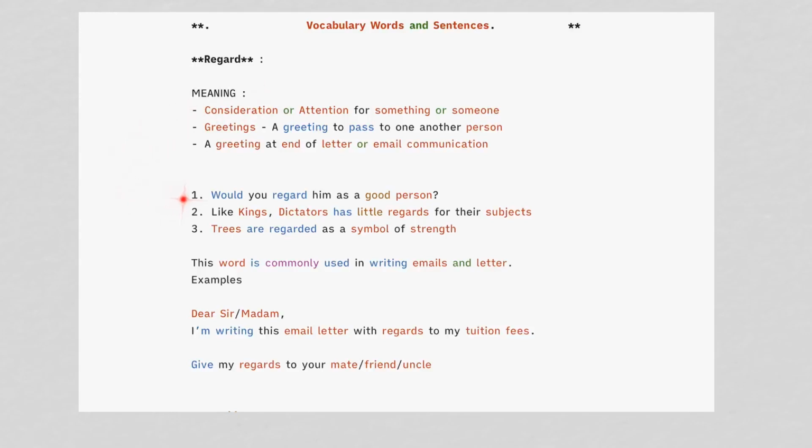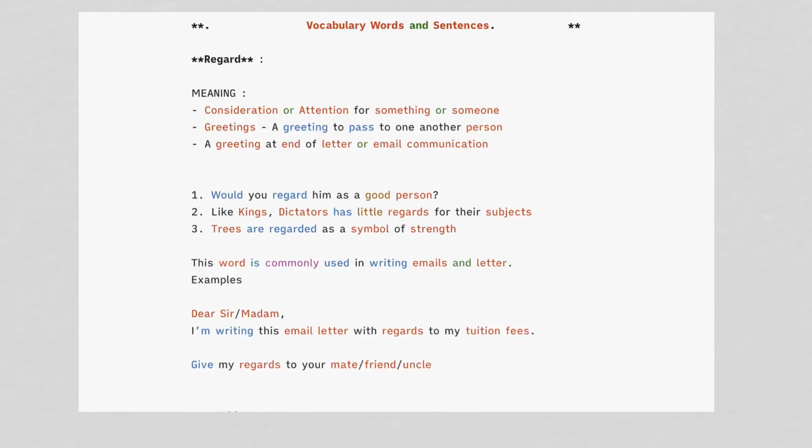Let's have a look at the first example. Would you regard him as a good person? Here the meaning of regard is in terms of consideration, like would you consider him as a good person? That's a similar thing. And the next one is, kings and dictators have little regard for their subjects. Like the kings and dictators, they have very little attention or consideration for their subjects. Subject basically means the people who are under them.